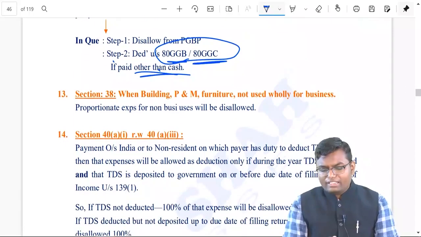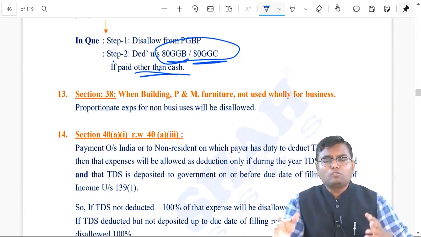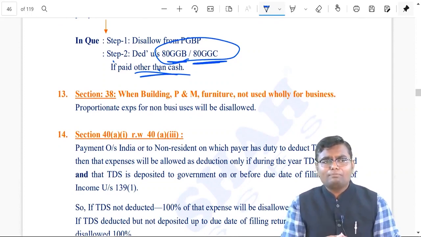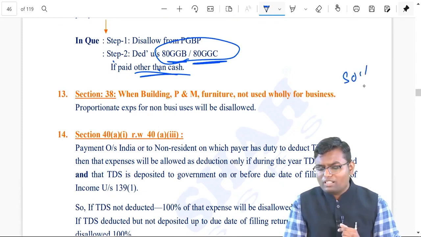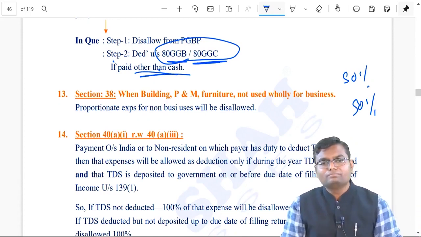Then section 38. When building, plant, machinery, furniture is not wholly used for business. Let's say for my property, 50% used for residence, 50% for business. So whatever is the expenditure of this premise, whatever is the expenditure of this asset, only 50% will be deductible in PGBP, the balance will not be deductible.